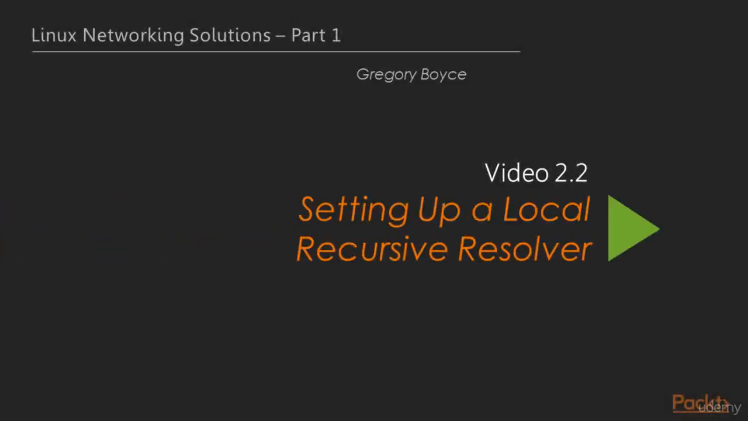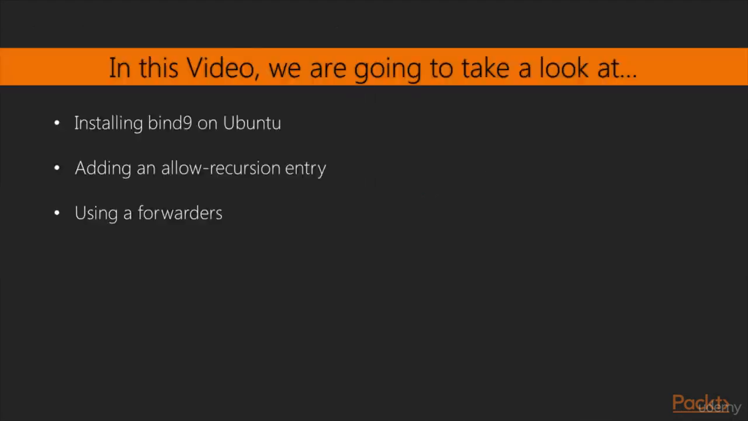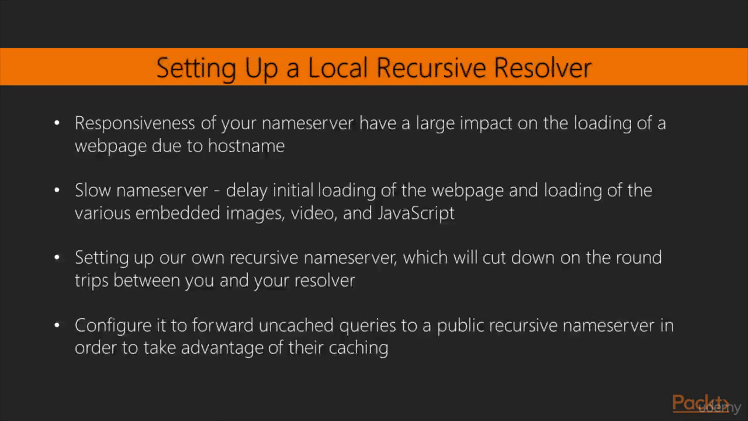Welcome to the second video titled Setting Up a Local Recursive Resolver. In the previous video we learned how to set up your system to talk to a name server. In this video we will first install bind 9 on Ubuntu, then add an allow-recursion entry, and finally use the forwarders.